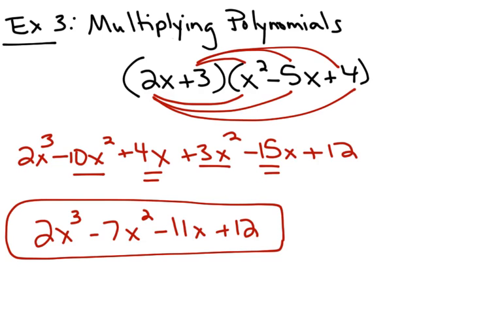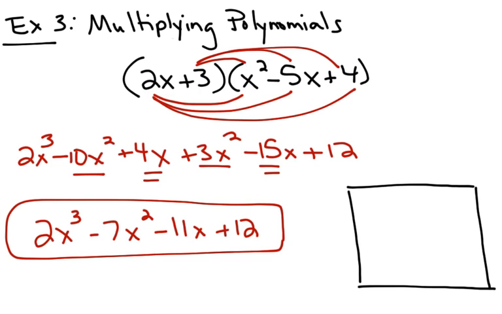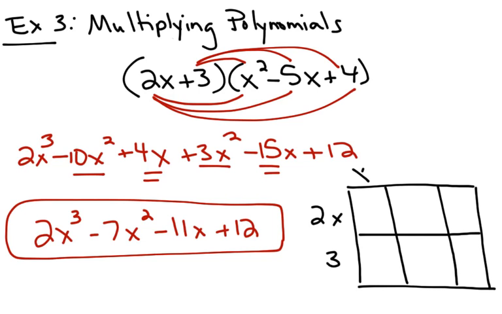However, there is another way you might have learned how to do this. If you learned this method, cool. If you didn't, it's kind of a neat little process. I call it the box method. I'm multiplying a binomial, so something with two terms, 2x and 3, by a trinomial, something with three terms. I have an x squared, a negative 5x, and a 4. And how you make this box really doesn't matter. I did 2 rows and 3 columns. I could have done 2 columns and 3 rows, and I'd end up with the exact same answer at the end.